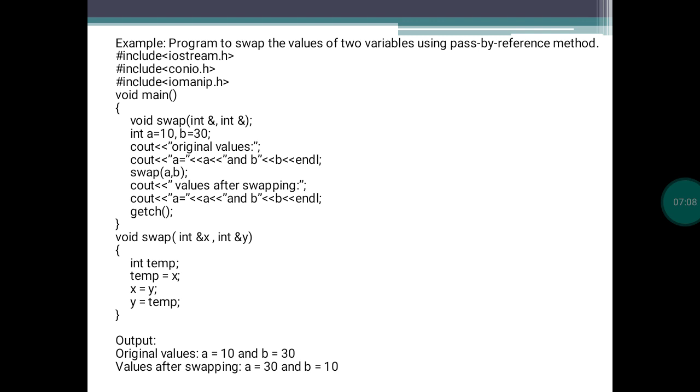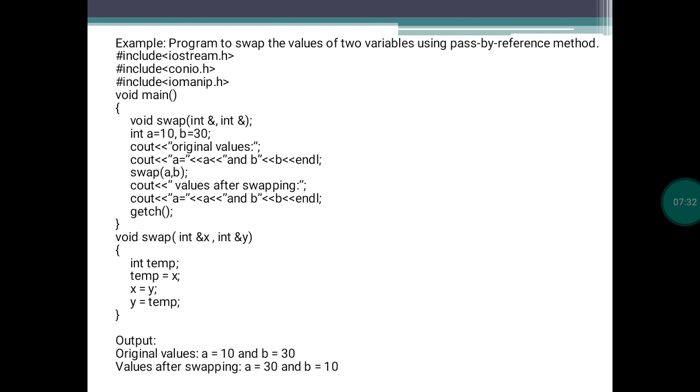Then next we have assigned int a is equal to 10, b is equal to 30. We have assigned the values a as 10 and b as 30. Here in int only we have assigned the values, a is 10, b is 30. Okay. Then cout. Just we have to display it. Whatever the value you have assigned, you have to display it.